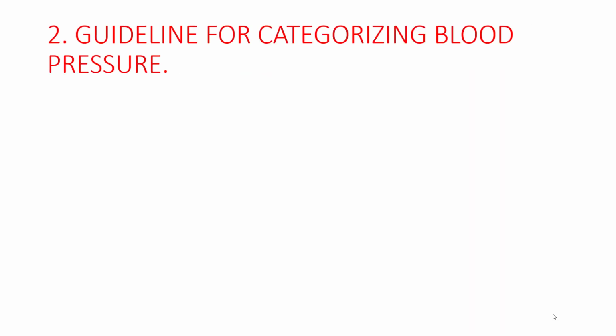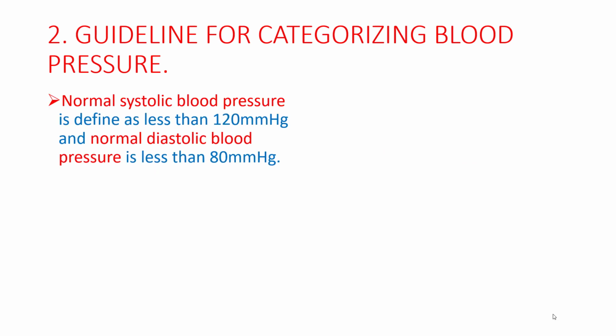Now, secondly, let's talk about guideline for categorizing blood pressure. So in guideline, first I'll talk about the normal systolic and normal diastolic blood pressure. Second, I'll talk about the elevated systolic and elevated diastolic. Then stage 1 hypertension, and finally stage 2 hypertension.